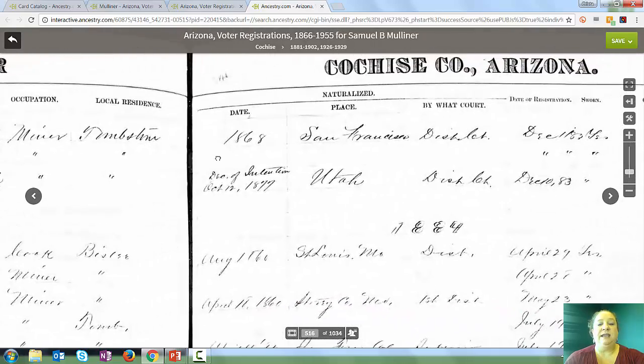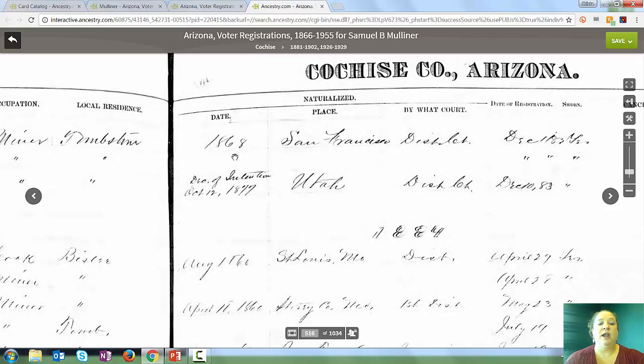Then there is an entire section here on naturalization. As you noticed, a lot of the individuals in this particular community were born in Ireland, and so this will list the date of naturalization, the place they were naturalized, and what type of court they were naturalized in. This becomes really important if you are looking for naturalization documentation.